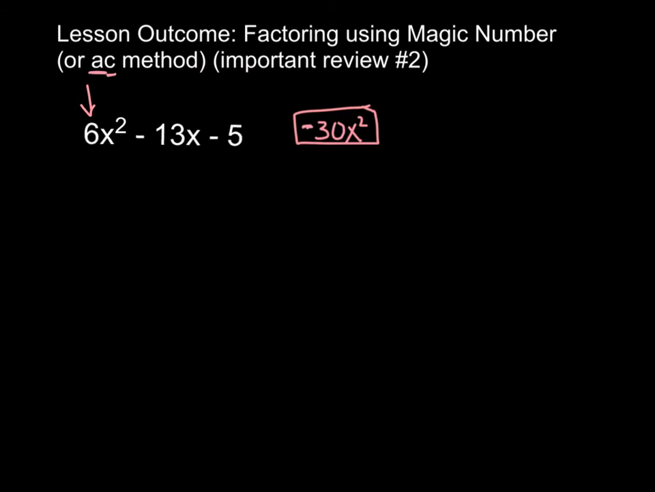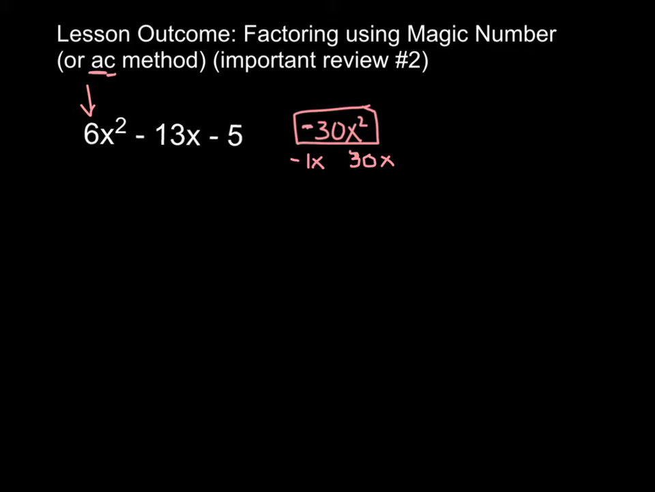All right, now what we want to do is the same thing we would do if a did equal 1, which is we want to start listing all the factors of negative 30. So we know 1 times 30 is 30, but we know one of them has to be negative to get the negative 30. I'm also going to include the x next to each of these because now when we look at this, we say that negative 1x times positive 30x is negative 30x squared.